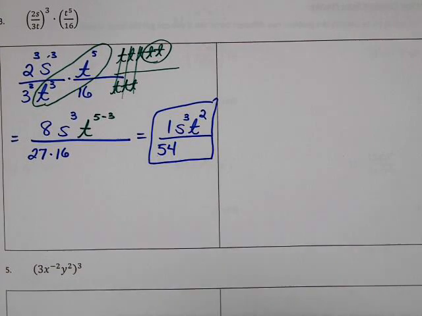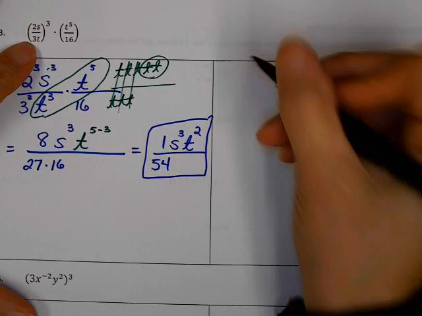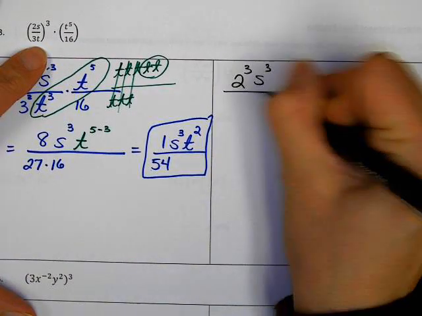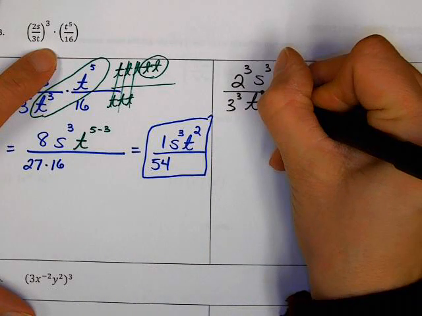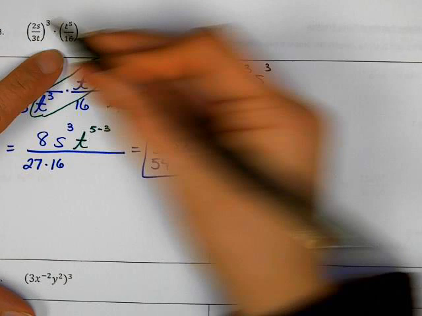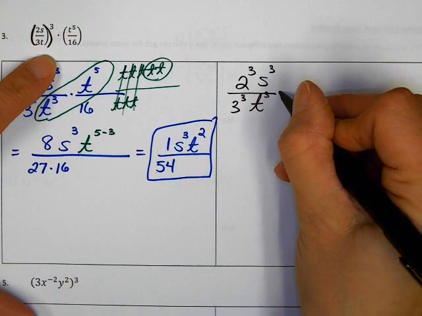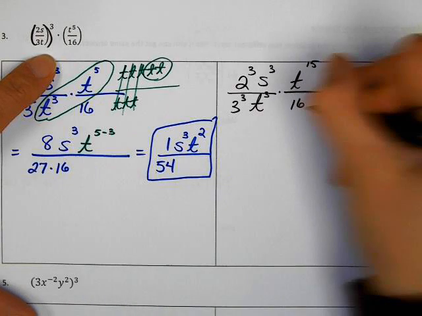Not that much different. But let me show you how some people like to do it. So you still have to give everybody the third power. So you're still going to have 2 to the third power, S to the third power, 3 gets the third power, T gets cubed. Everyone's got to get the third power. There's no variety there. And then times, we have T to the 15th over 16.